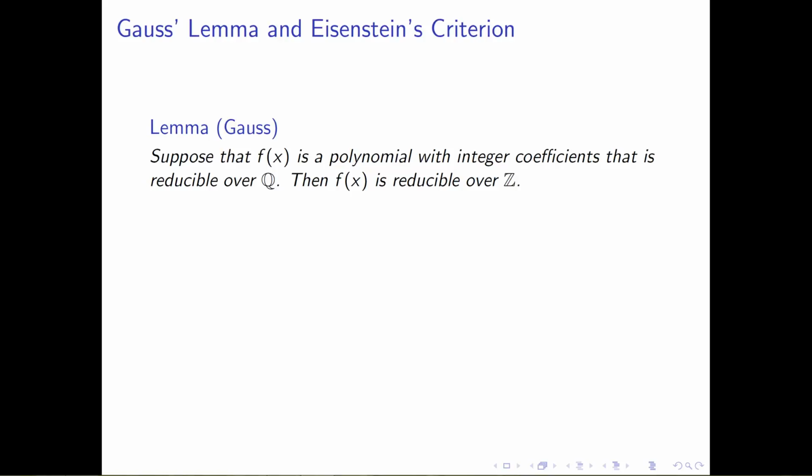And suppose we know that it's reducible over the rational numbers. Then in fact, that polynomial is reducible over the integers. What this lemma really means is if I had a polynomial with integer coefficients, and I knew I could reduce it over the rational numbers, then I could also reduce it over the integers. The example I'm going to give you is this. I don't have it appearing on the slide because there wasn't any room.